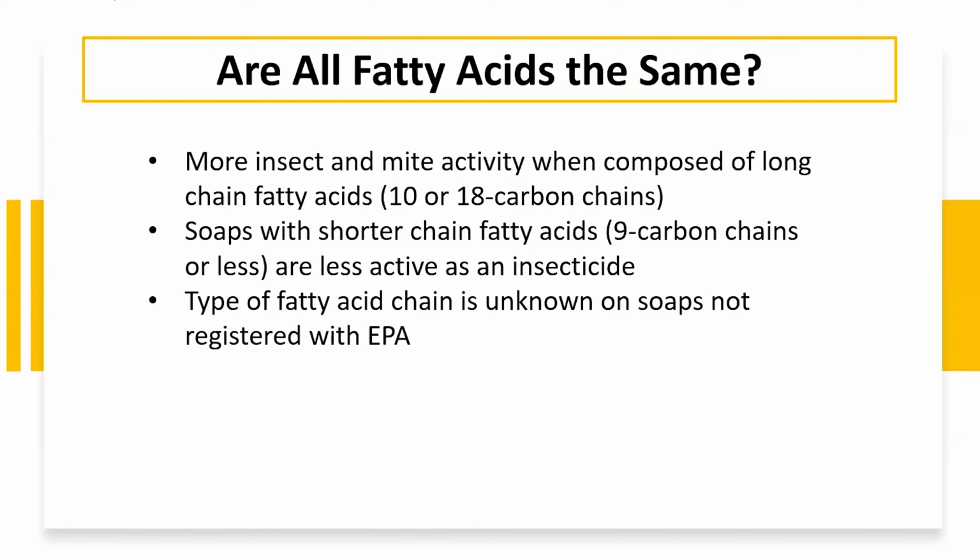So again, the fatty acids that are in the soap will make a difference on whether it has a stronger effect or a lesser effect on the insects. As for the type of fatty acid chain in each soap, we don't know what they are, because they are not a registered EPA product. Our bar soaps and liquid soaps are not intended by the manufacturers to be used as an insecticide, so EPA doesn't regulate them. Therefore, EPA does not know what kind of fatty acid chains each of those different soaps contain.